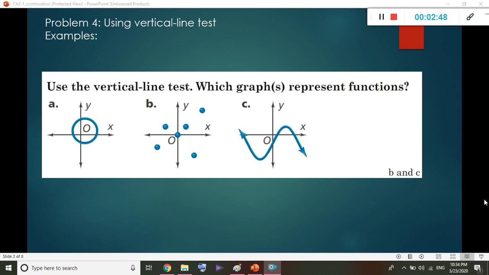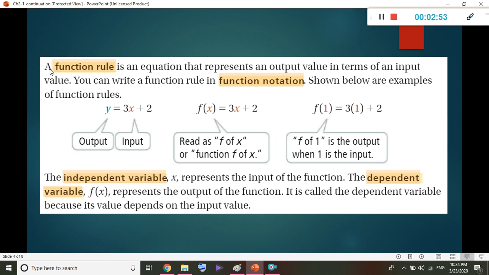Okay, let's go to the second idea we have here. We have something called a function rule and a function notation. A function rule is an equation that represents an output value in terms of an input value. You can write a function rule in function notation. Shown below are examples of the function rule. For example, if I have an equation, y is the output and x is the input.